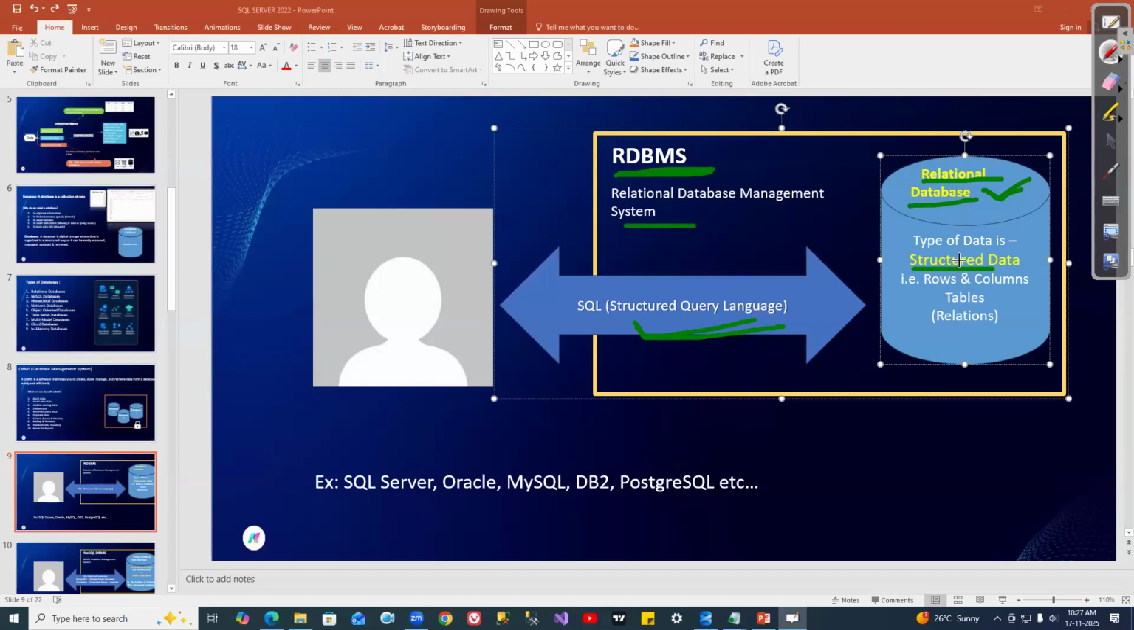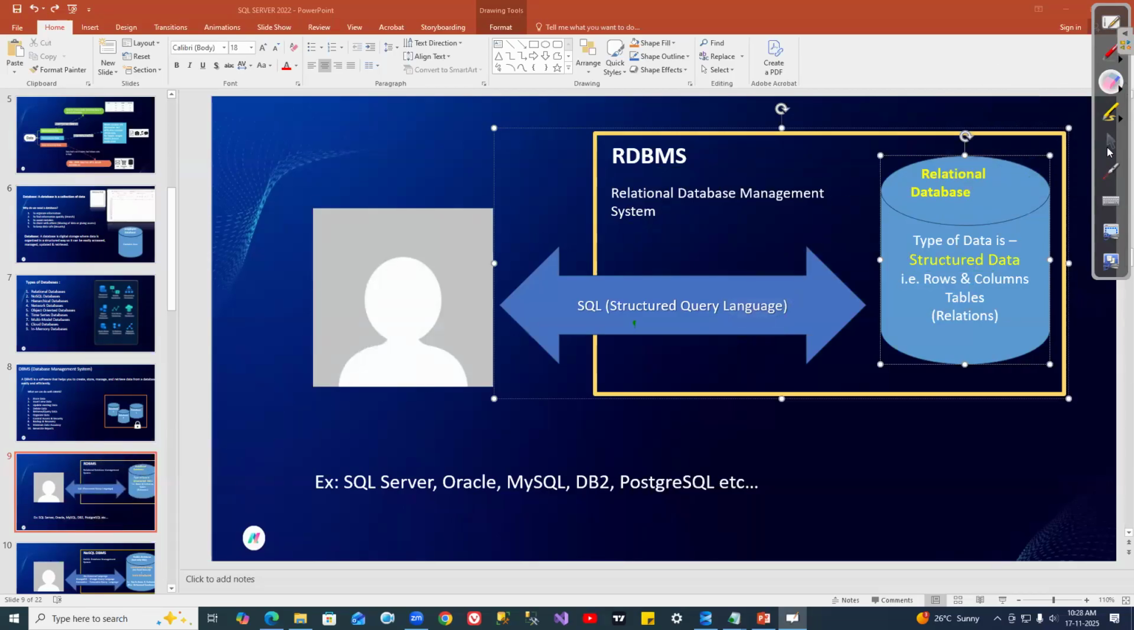The database management system which is managing all these relational databases is nothing but a relational database management system. What are the examples? SQL Server, Oracle RDBMS, MySQL, DB2, Postgre. All these are relational database management systems. These are softwares using which we can manage relational databases.